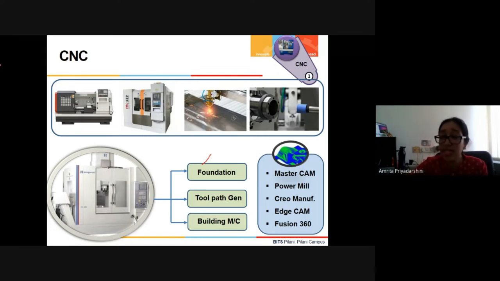So if you see here, these are the different softwares being used for toolpath generation. So MasterCam, we have PowerMill, we have Creo, Edge. These are some of the softwares which are generally used for toolpath generation. Out of this, Fusion 360 and MasterCam are very commonly used softwares and readily available. A lot of materials are also available related to this.